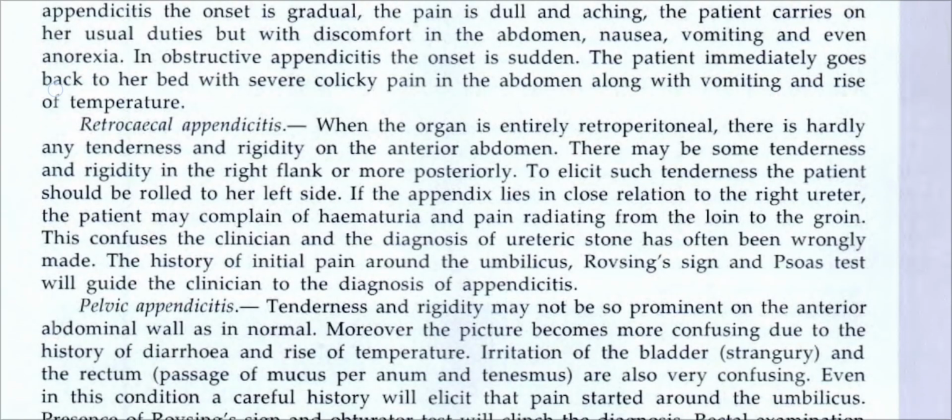Retrocecal appendicitis: when the organ is entirely retroperitoneal, there is hardly any tenderness and rigidity on the anterior abdomen. There may be some tenderness and rigidity in the right flank or more posteriorly. To elicit such tenderness, the patient should be rolled to her left side. If the appendix lies in close relation to the right ureter, the patient may complain of hematuria and pain radiating from the loin to the groin. This confuses the clinician, and sometimes a diagnosis of ureteric stone has been wrongly made. The history of initial pain around the umbilicus, Rovsing's sign, and psoas test will guide the clinician to the diagnosis of appendicitis.